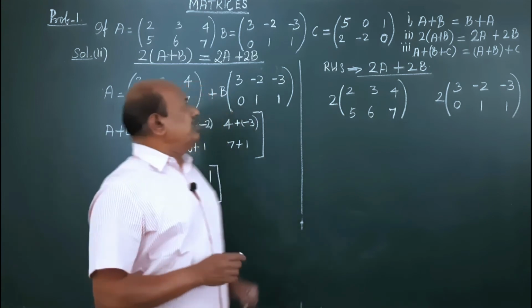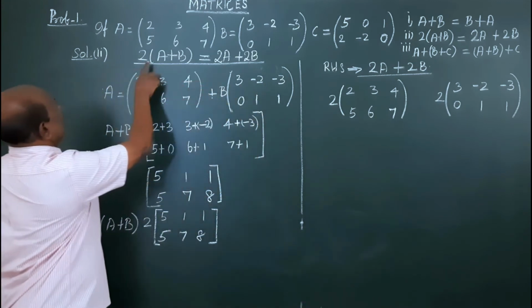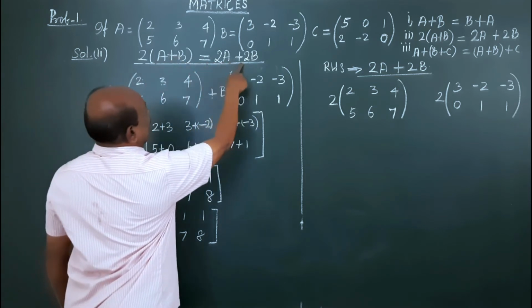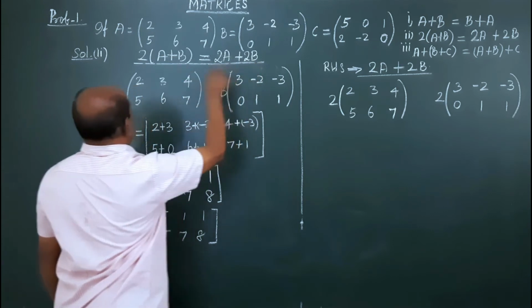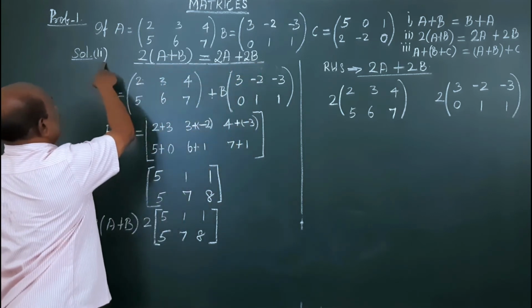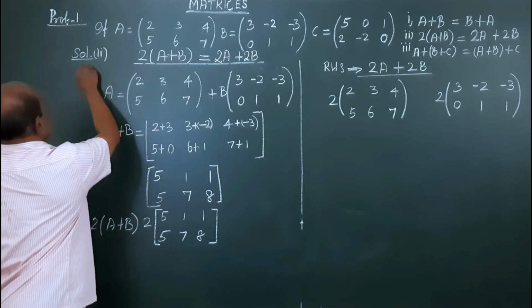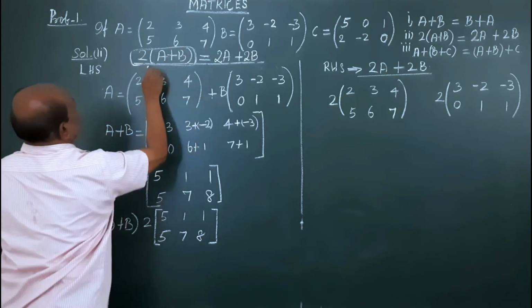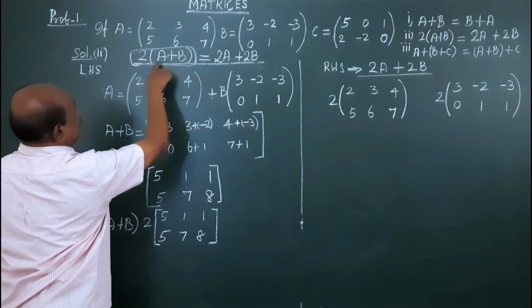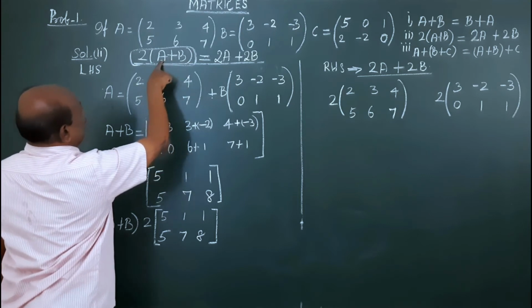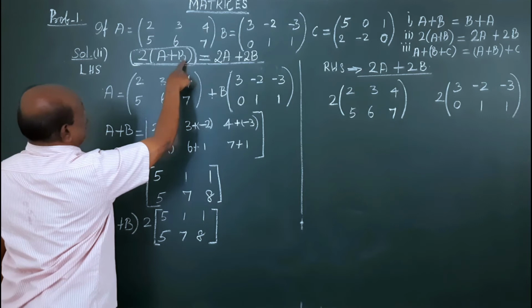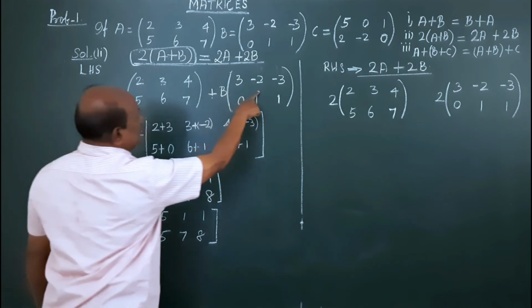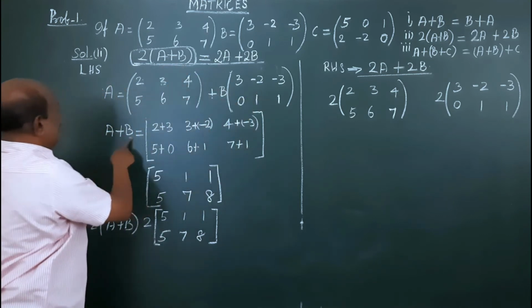Then we have to work out second example, that is 2 into A plus B equal to 2A plus 2B. We have to prove that. That is second example. Take left hand side. Left hand side, that is this one. We have to work out first 2 into A plus B. Before that, we should add A matrix with that of B matrix. After that, we should multiply with the 2. Now this is A matrix, this is B matrix. Now we are going to add A plus B.